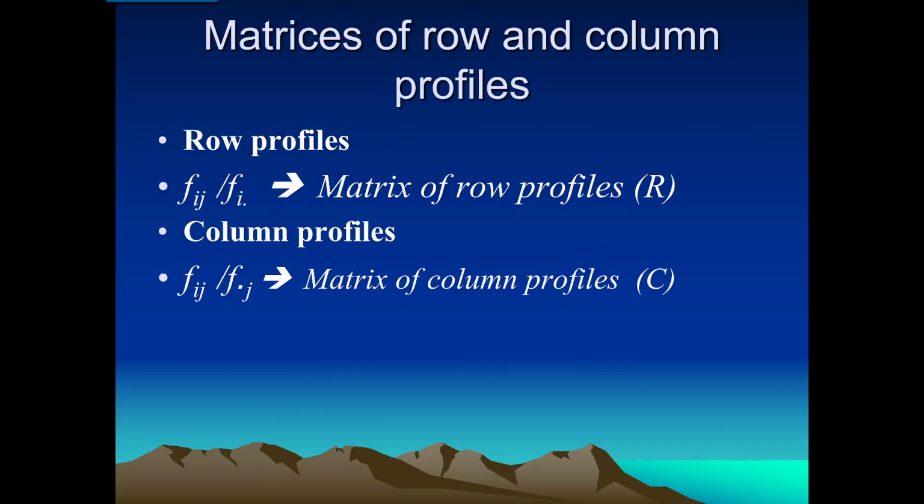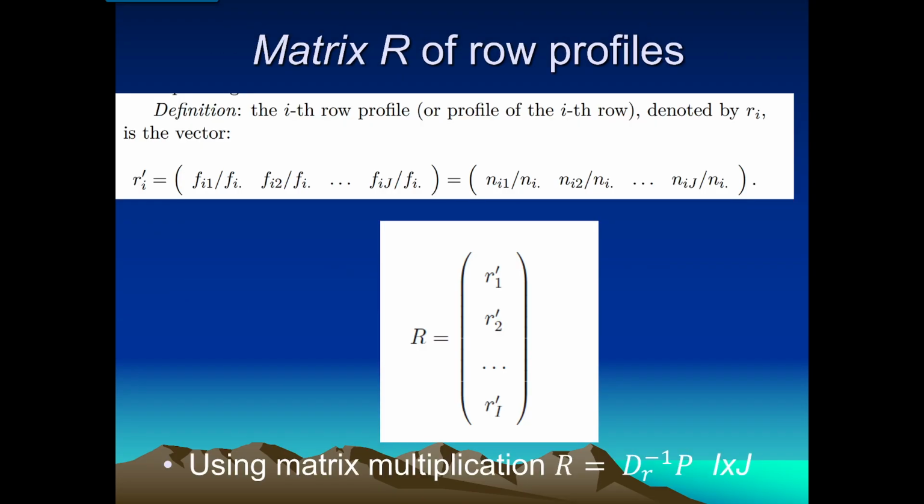Now another concept, row profiles. You have seen it a bit in chapter 1 of the first book. In the matrix of row profiles, you divide the value Fij by the total of the row. You divide each row by its total. In the matrix of column profiles, you divide each entry by the total of the columns. So you have the matrix of row profiles and the matrix of column profiles.